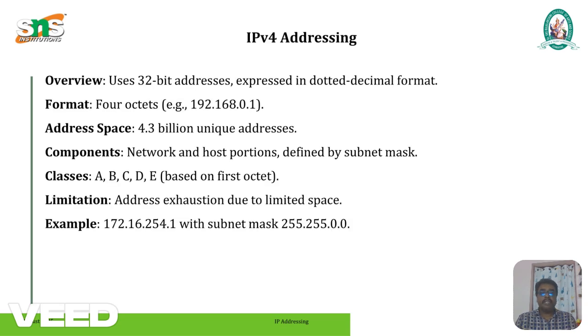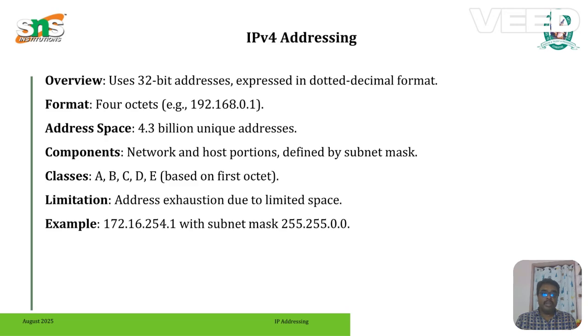IPv4 addressing uses 32-bit addresses and is expressed in dotted decimal format. It comes in four octets, that is, up to three digits in each of four decimal fields separated by dots. With this format, the address space will be about 4.3 billion unique addresses. Initially it was sufficient, but as the internet evolved and was widely used across many devices, IPv4 was considered to be lagging, and people are now shifting to IPv6.